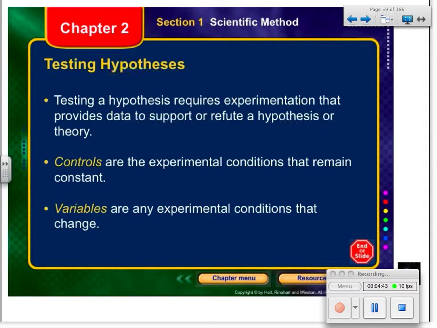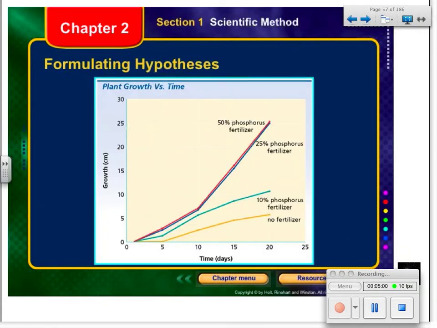Controls are the experimental conditions that remain constant. Probably want to write that down. And variables are any experimental conditions that change. Okay? So I'm going to go back a slide, and we're going to ask a question here in our graph.